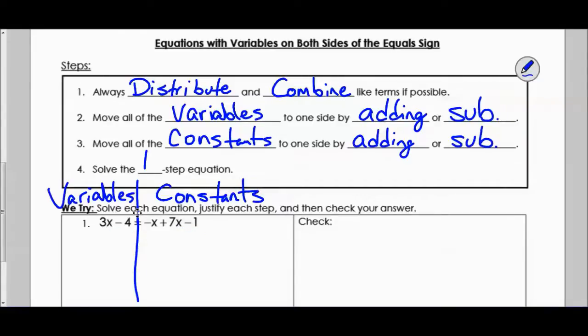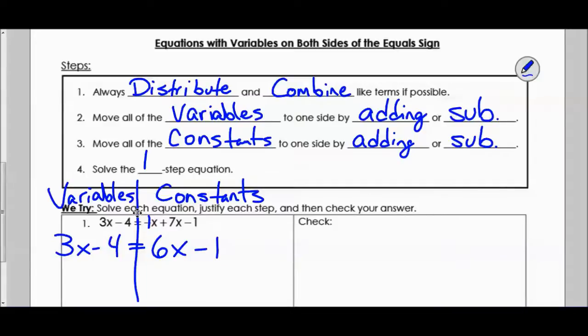So our first step is to distribute. We can't do that anywhere. I don't see any parentheses, so we're going to skip right past that. We're going to combine like terms. On the left side, we can't combine anything. 3x minus 4 are not like terms. On the right side, we can combine those. We have a negative x or negative 1x plus 7x. Those are both like terms. We can add those together. Negative 1 plus 7 is 6x. Everything else is going to stay exactly the same.